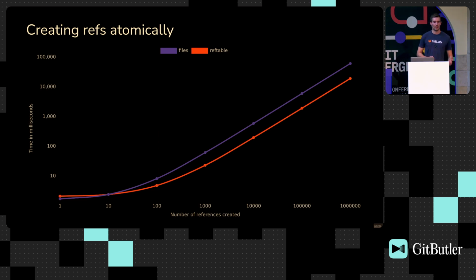But let's get to more exciting use cases. Writing many references atomically in a single transaction. This time, the x-axis shows how many references we create in that transaction. And indeed, this is where the reftable backend really starts to outperform the files backend. Keep in mind that the graphs are log-log. So even though the gap is comparatively small, we are looking at a 3x improvement once we get to writing thousands of references.